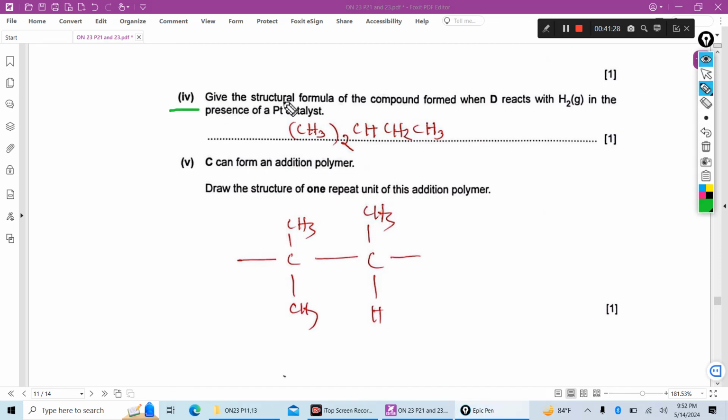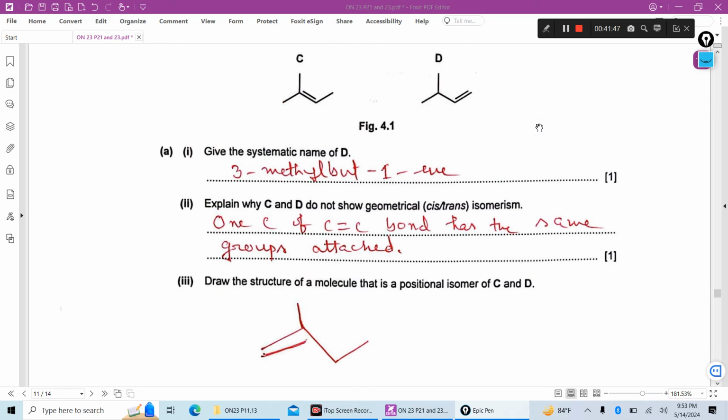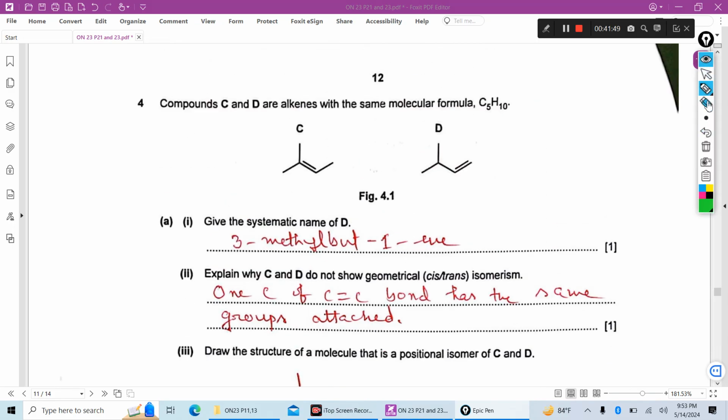Give the structural formula of the compound formed when D reacts with hydrogen in the presence of a platinum catalyst. You know, an alkene reacts with hydrogen in the presence of a platinum catalyst to produce an alkane. So here in D, one hydrogen will be added to the right carbon, and the other to the left carbon.